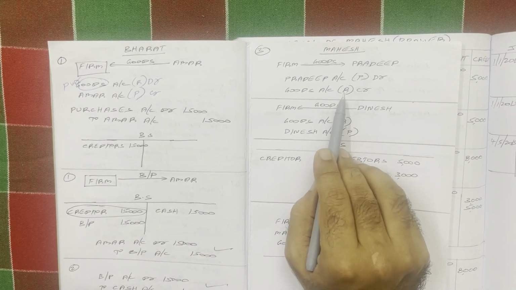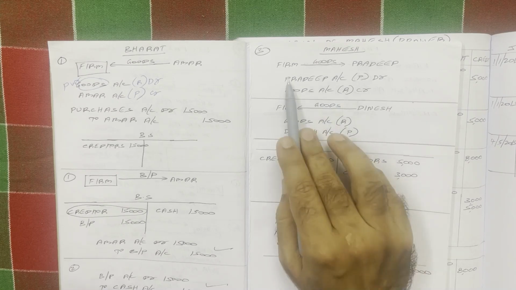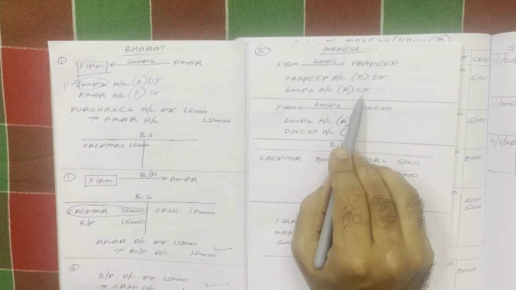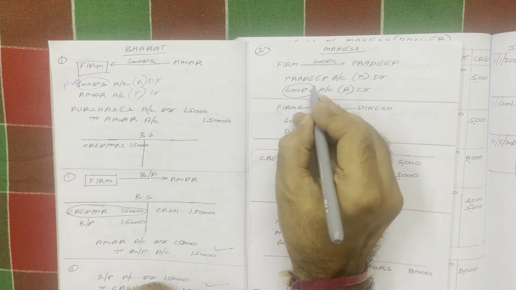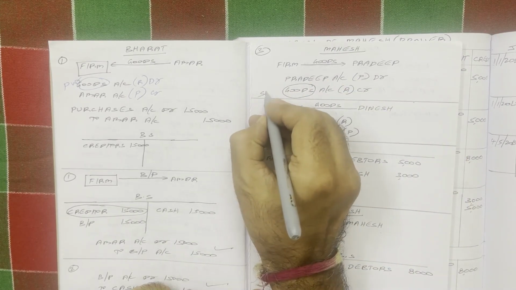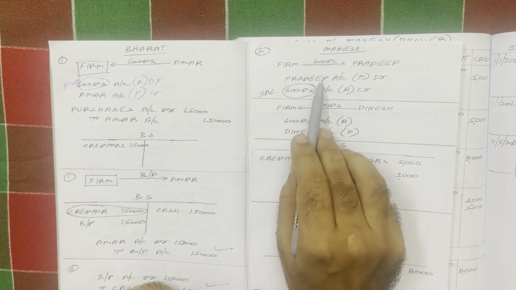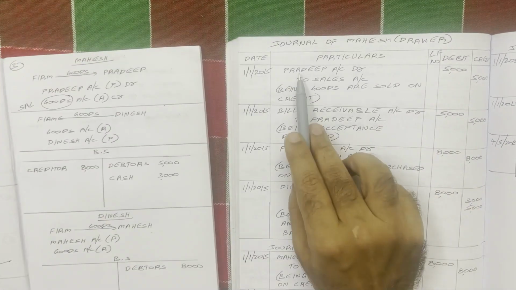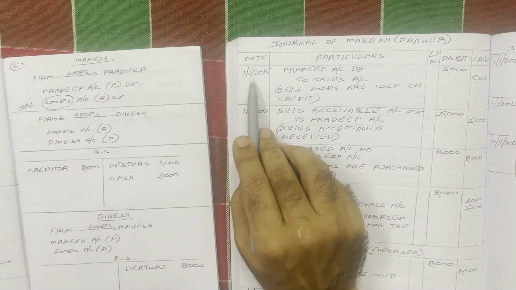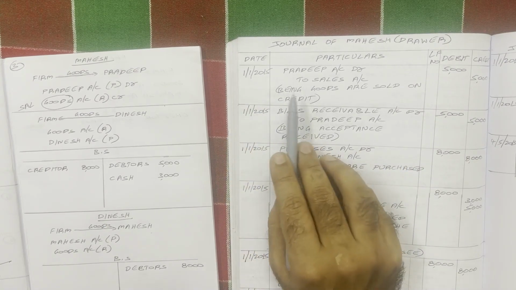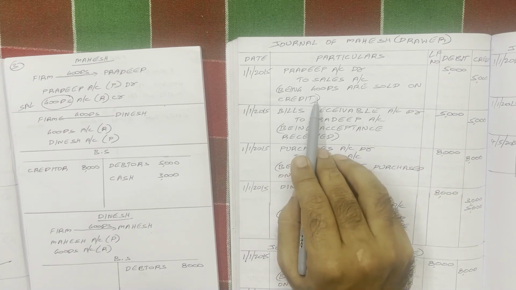Real account rule, debit what comes in, credit what goes out. Goods are going. Therefore, we have to credit. When the goods word comes in credit, instead we should write the transaction name. This is sales transaction, no? Write down sales. Final entry is Pradeep account debtor to sales account 5,000. Date 1st January 15. Narration, being goods are sold on credit.